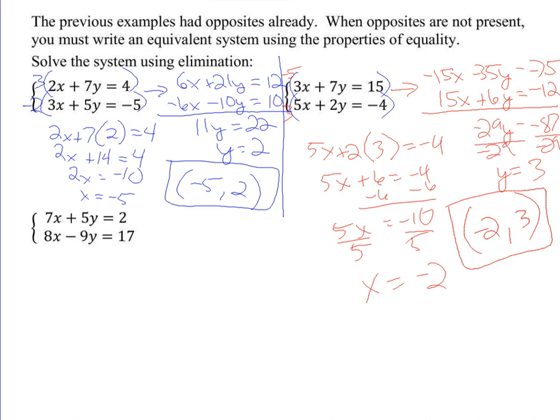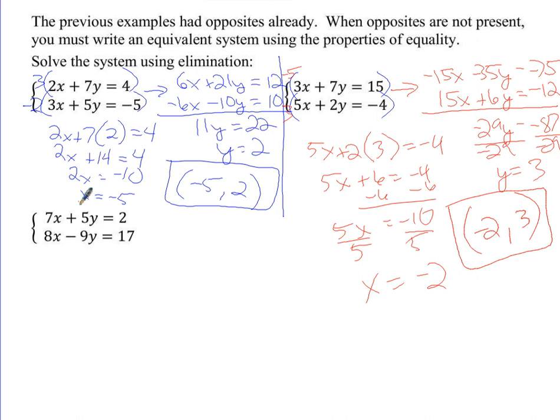For this system, you can eliminate x or y. I'm looking at this, and I'm thinking I need to create opposites, which means they have to have the same number with different signs. If I look at x, I don't have opposites, and I don't have opposite signs either. But if I look at y, I don't have opposites, but I do have opposite signs. So I'm actually going to choose to eliminate y here, because then I don't have to multiply by a negative and potentially mess that up.